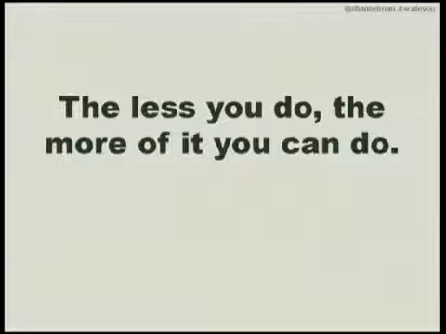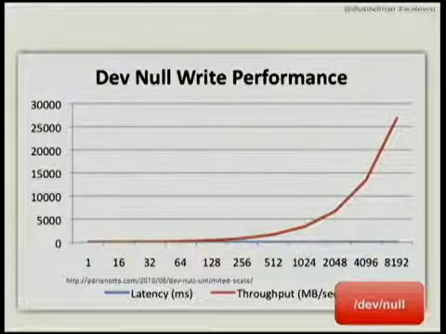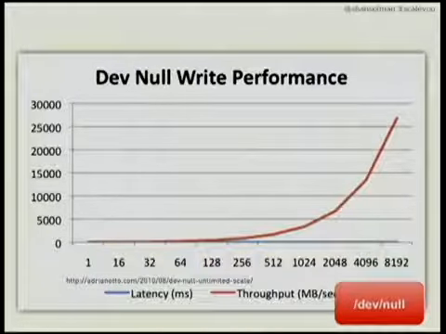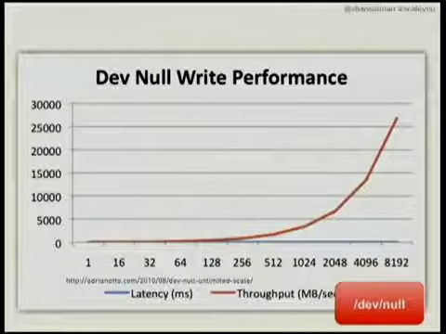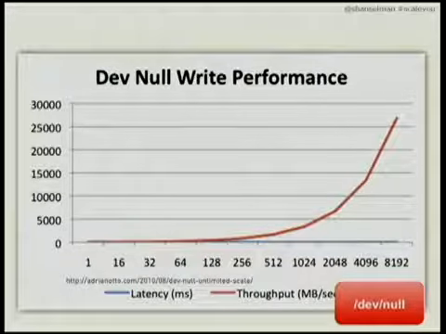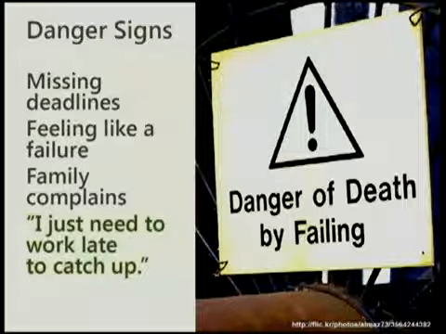Turns out that the secret of scaling yourself is that the less stuff that you do, the more you can do. If you do nothing, you can scale infinitely. And here's a chart to prove it. This is a file copy to dev null. All right, the bigger the file, the less that you do, the throughput is fantastic. So do as little as possible.